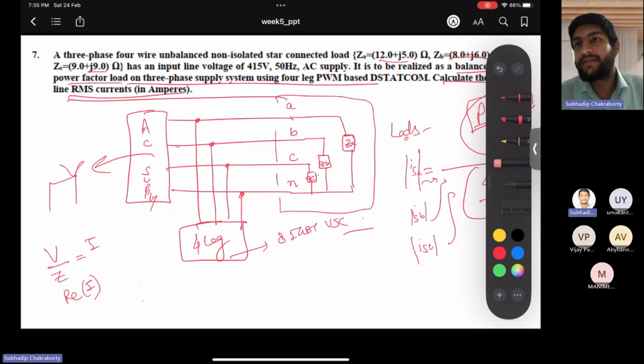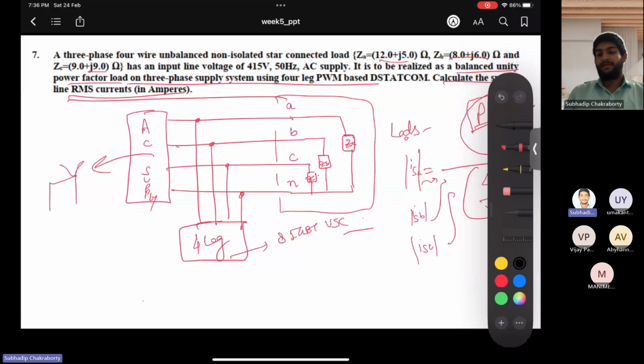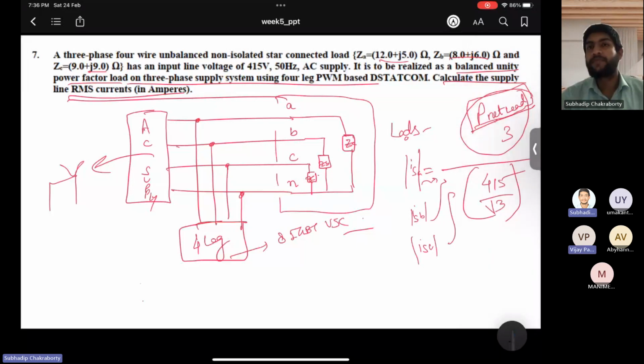So what is active power? Anyone? How to calculate active power from this situation? Root 3 VI cos phi. But here you don't know I. You have Z and V. So simple one method is calculate the load currents.